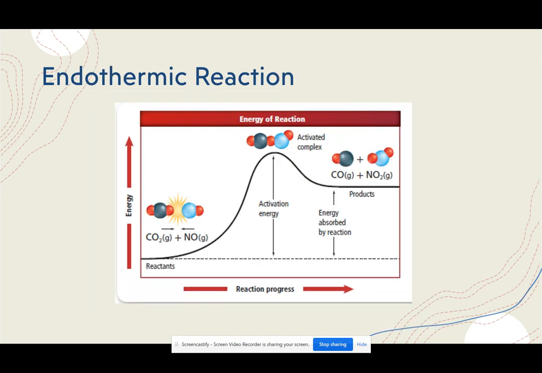This is an endothermic one. In an endothermic reaction, energy is absorbed. So the products are going to be higher energy than the reactants, but they're still in the same spots. Reactants on the left, products on the right. You still have that activation energy, you still have the activated complex, and you still have your delta H, the energy absorbed by the reaction, which is the difference between the reactants and the products. It doesn't have anything to do with the activation energy. It's just the difference between the reactants and the products.